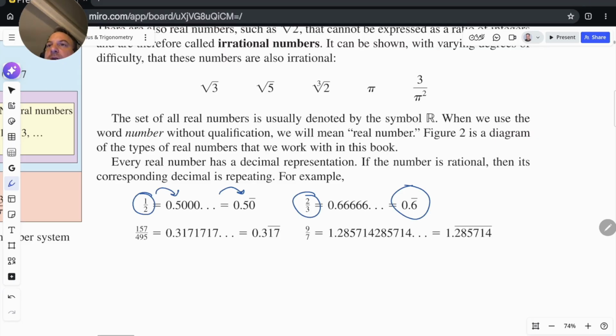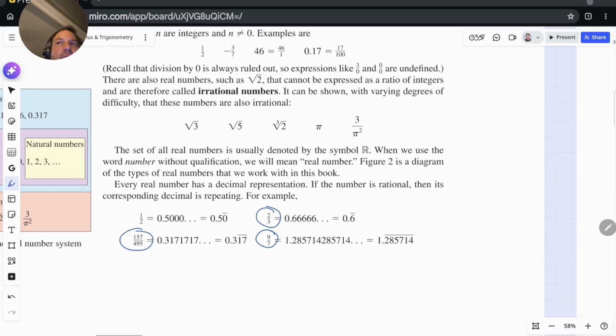What about a longer block of repeating? For example, 157 divided by 495, where we have 2 digits with our repeater bar over it, still rational. Even a much longer repeater, like 9/7, where every digit after our decimal place is repeating, still rational. All right, so these can be written as fractions. That's really what we want to notice with our repeater decimals. For example, 2/3, 157/495, 9/7.